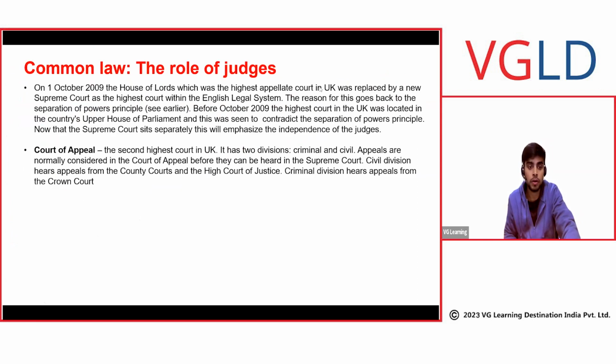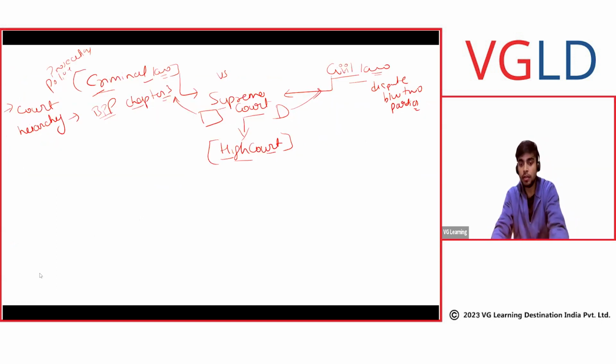So the Court of Appeal is the second highest court in the UK. It has two divisions: the criminal division and the civil division. The civil division has the County Court and the High Court. The criminal division has the Crown Court. Okay. So in the UK, the second highest court.